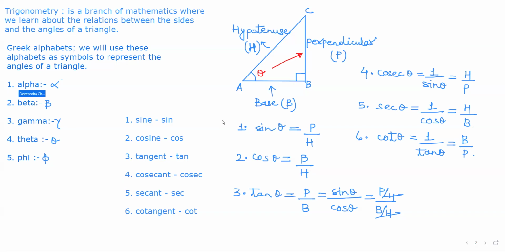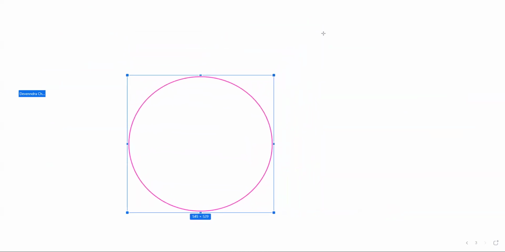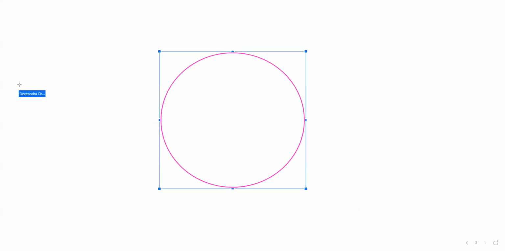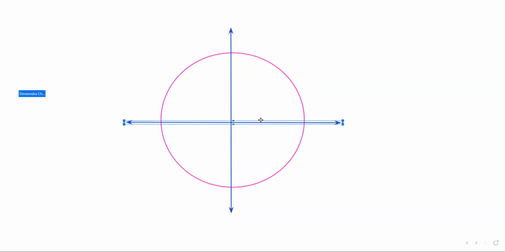So now, once we are aware of the trigonometric functions, let's see the quadrants of a circle. Let's discuss the quadrants of a circle. This is a circle, and these are its four quadrants.